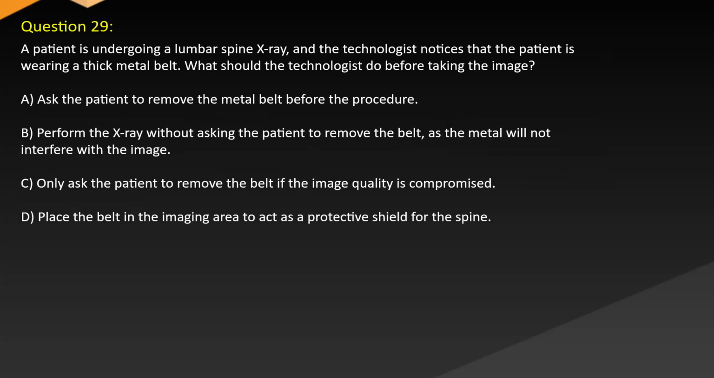Question 29. A patient is undergoing a lumbar spine X-ray and the technologist notices that the patient is wearing a thick metal belt. What should the technologist do before taking the image? A. Ask the patient to remove the metal belt before the procedure. B. Perform the X-ray without asking the patient to remove the belt, as the metal will not interfere with the image. C. Only ask the patient to remove the belt if the image quality is compromised. D. Place the belt in the imaging area to act as a protective shield for the spine.